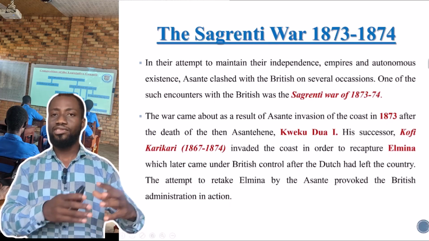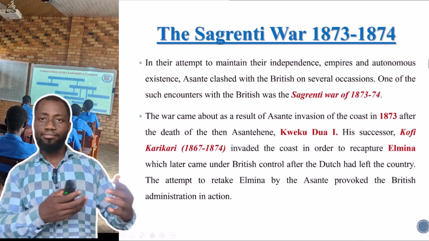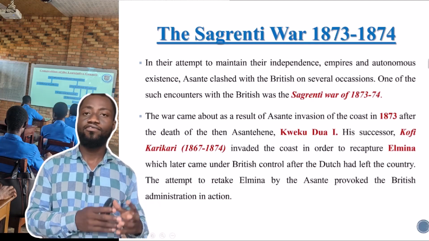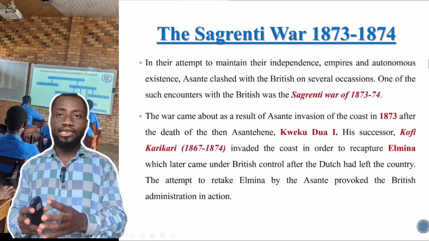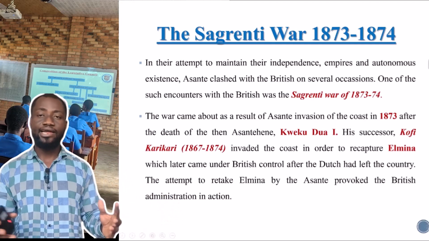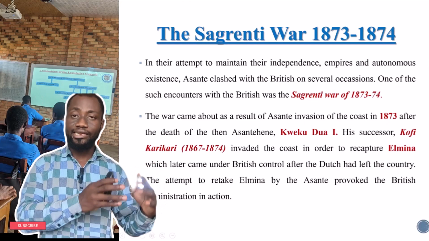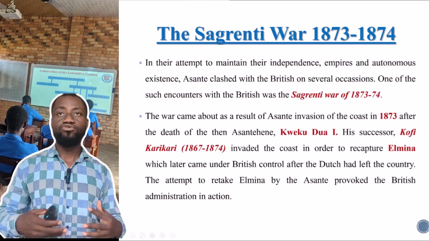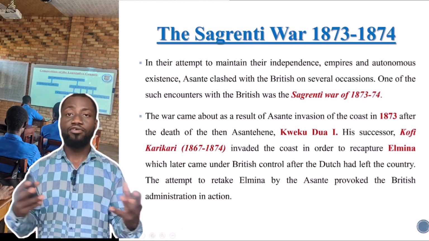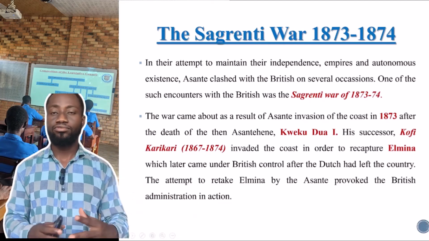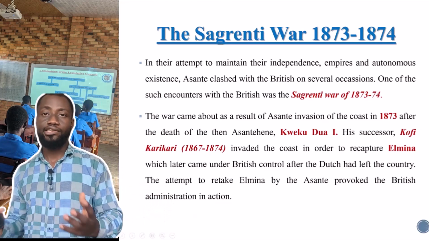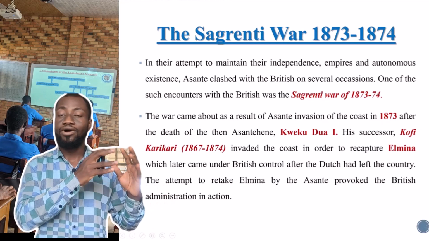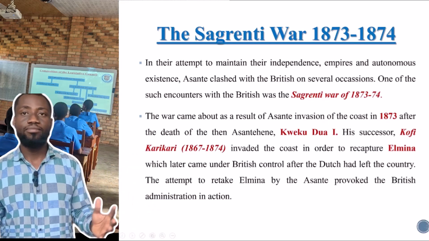Now, Elmina was the source of gunpowder. Asantes bought guns and gunpowder from Elmina, and therefore losing Elmina to the British meant that they were not going to get access to their guns and gunpowder. Initially, when the Dutch were there, they were able to get access to these things because the Dutch were not interested in colonization, so they only traded with Asante, and the Dutch had been a traditional ally of Asante for a very long time, so they didn't have any problem with the Dutch.